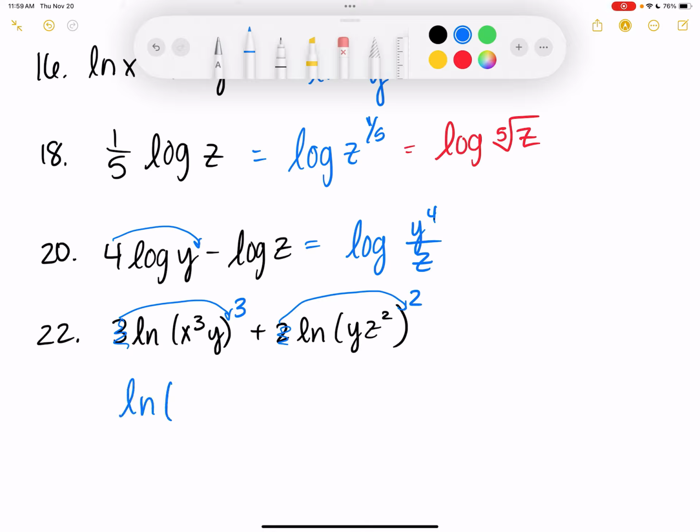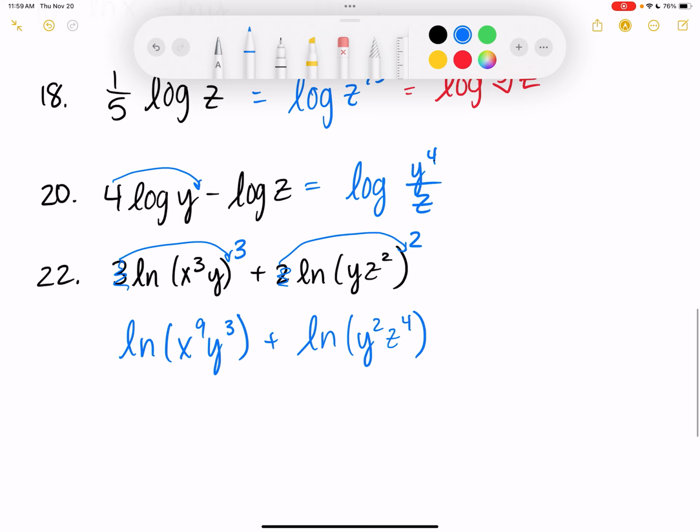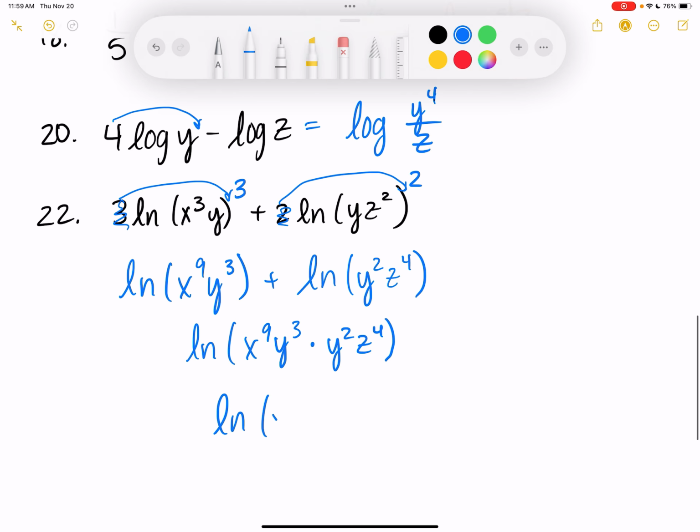So I would get the ln of x to the 9th y cubed plus the ln of y squared z to the 4th. Now we multiply these two things, so I have the ln of x to the 9th y cubed times y squared z to the 4th. Now I just need to combine the y's together because everything else is just an x, just a z. So my final answer is the ln of x to the 9th, y to the 5th, z to the 4th.